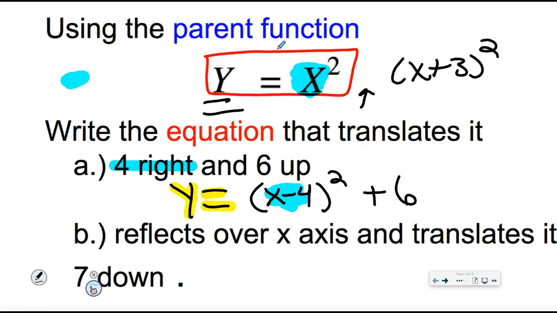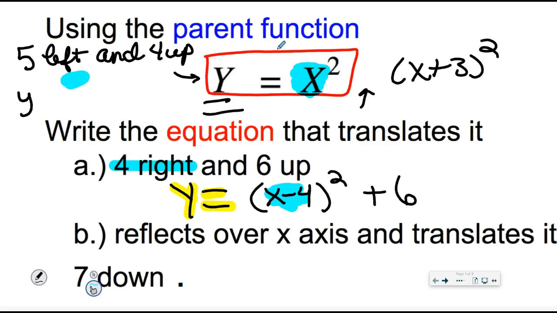So I'm going to have you guys write one of those. How about if it goes 5 left and let's say 4 up? Just write that real quick. If all it is is a left, right, up, down movement, and it's the same parent function, which is x squared. So if all you have to do is write an equation that moves it 5 left, what will you put in for the x to move it 5 to the left, Connor? X plus 5. And to move it 4 up, add 4.